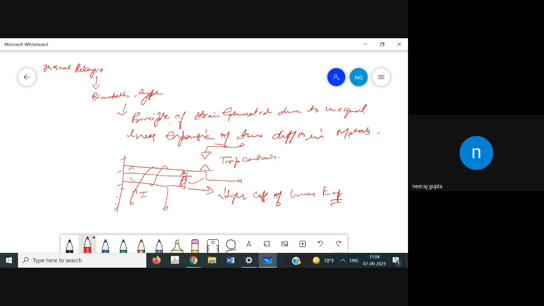As you know, the heating effect is proportional to the square of the current, so the energy dissipated is also proportional to the square of the current. Since the coefficient of linear expansion of CD is more than that of AB, it expands more as compared to the inner one. And with that, these strip contacts will get connected together.